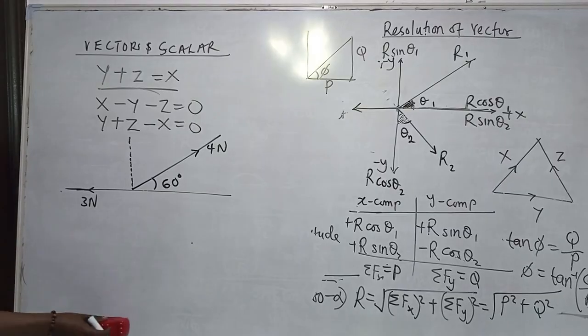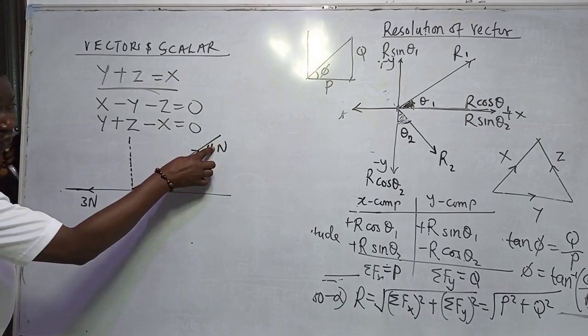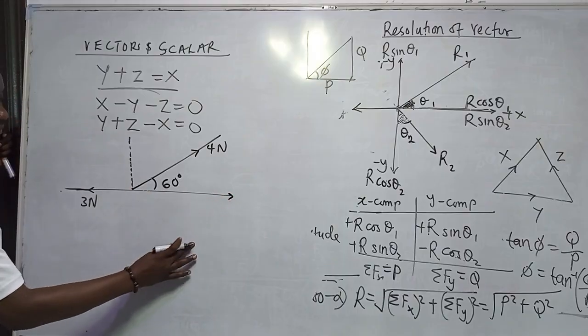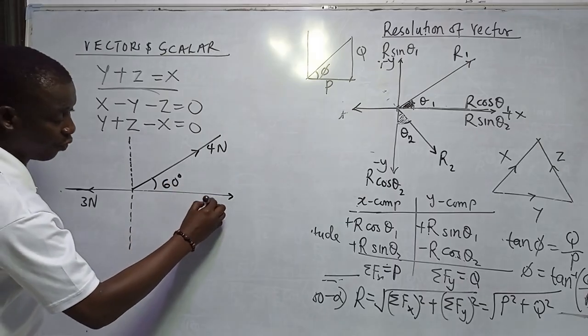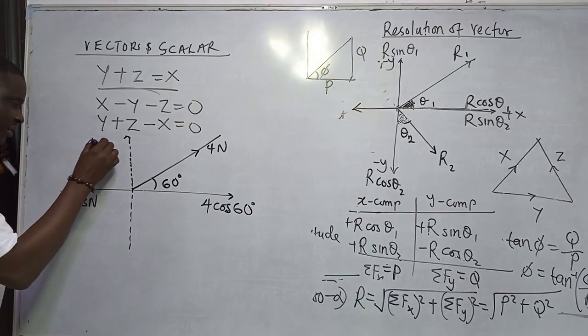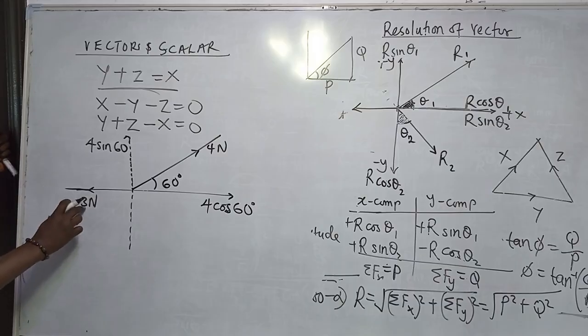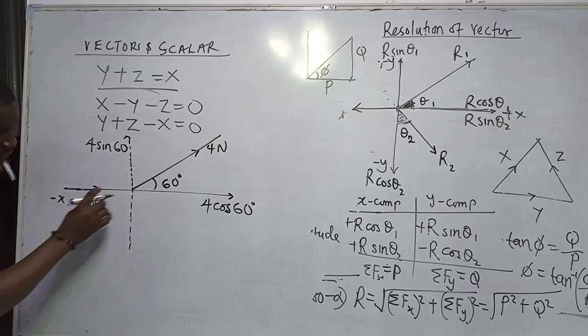Now what we want to do is simply resolve. If we want to resolve this, don't forget that this 4 Newton, the angle is resting on the horizontal. So if I want to resolve it, there will be 4 cos 60 degrees, because the other vertical side will have 4 sin 60 degrees. That is the only thing we can resolve. This particular 3 Newton has a direction already, which is the negative x direction. This one is going this way in the question.